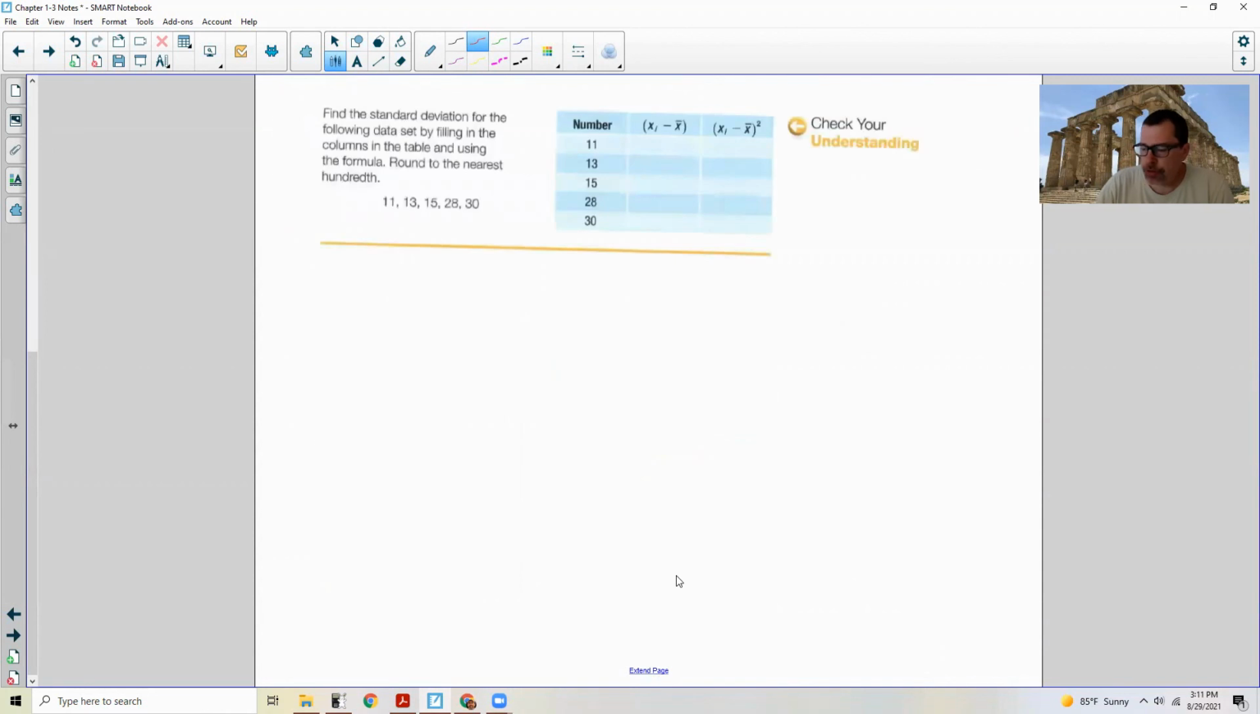Okay, so I'm assuming you did this, so let's take a look. If I take 11 plus 13 plus 15 plus 28 plus 30, that will give me X bar. That's the first thing we do, X bar. So 30 and 28 is 58, 68, 73, 83, 86, 96, 97 divided by 5. So the mean is 97 divided by 5. So the mean is 19 point something.